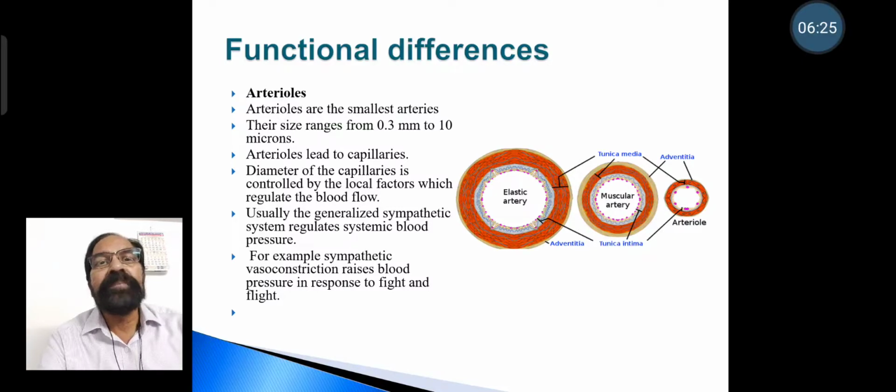Arterioles lead to the capillaries. Diameter of the capillaries is controlled by local factors which regulate the blood flow. Usually, the generalized sympathetic system regulates systemic blood pressure. For example, sympathetic vasoconstriction raises blood pressure in response to fight and flight situations.